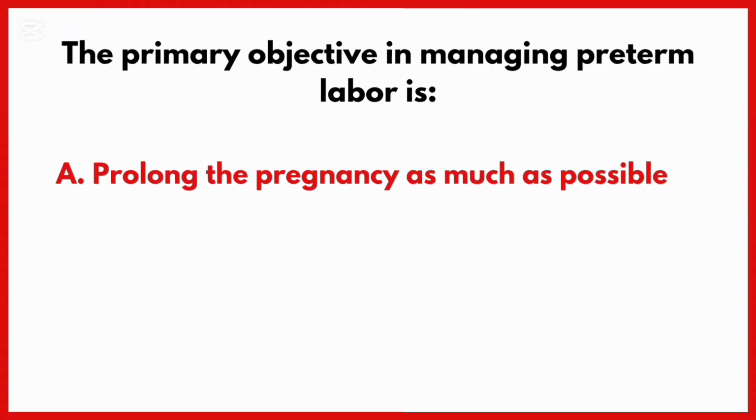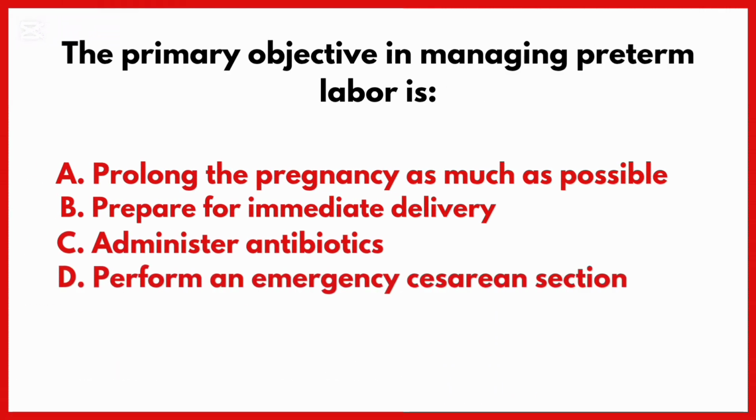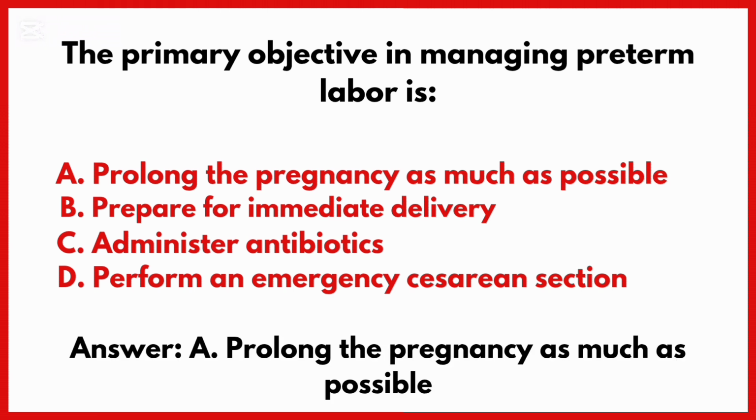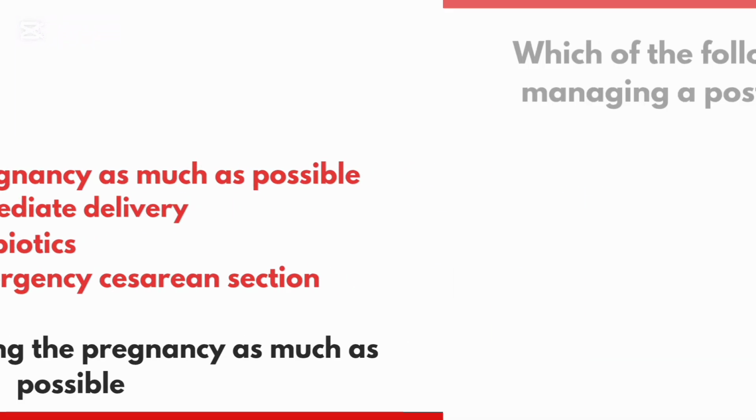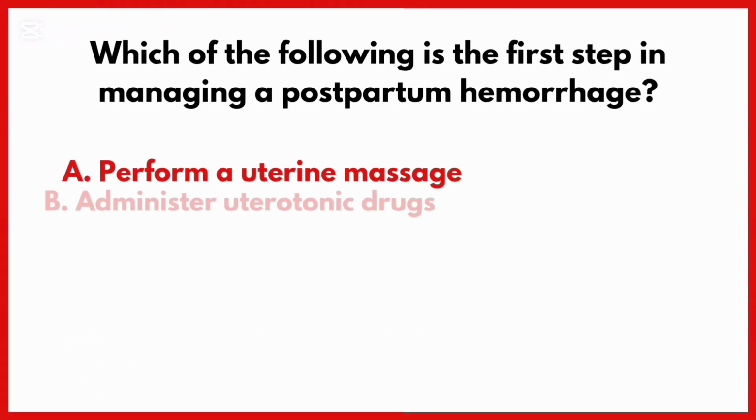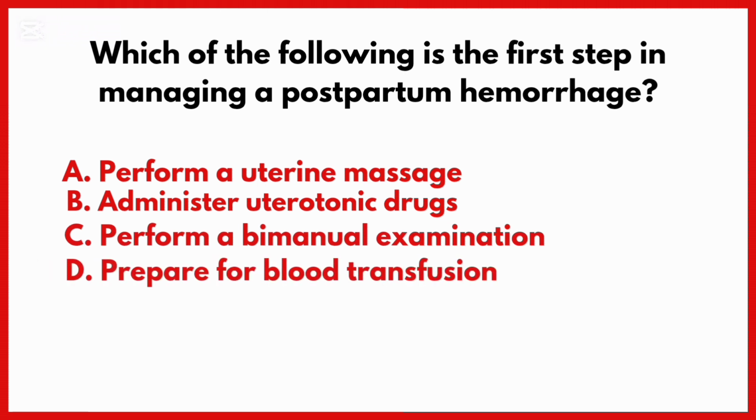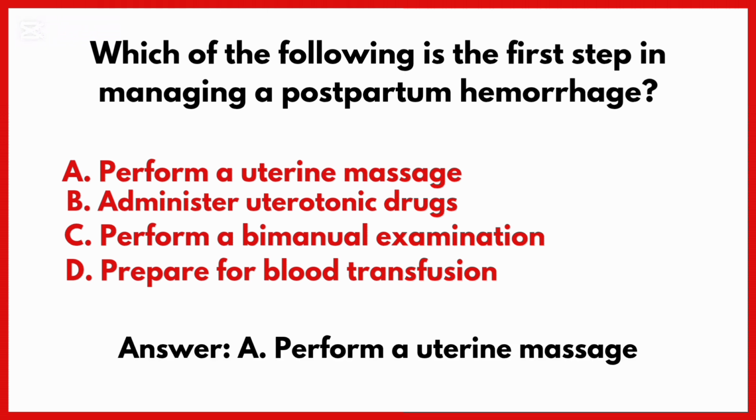The primary objective in managing preterm labor is. Correct answer is option A, prolong the pregnancy as much as possible. Which of the following is the first step in managing a postpartum hemorrhage? Correct answer is option A, perform a uterine massage.